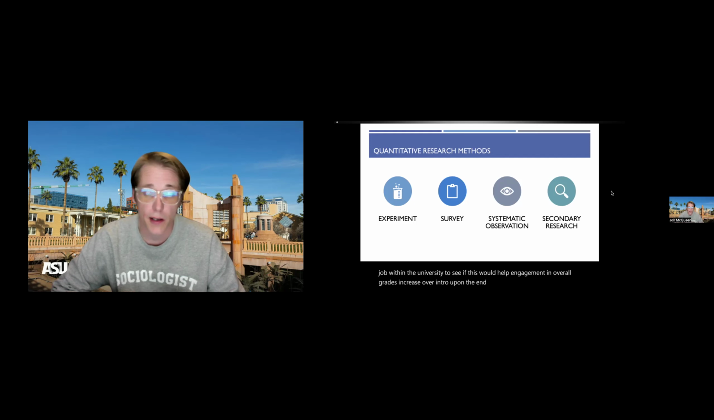Upon the end of the class, they evaluated with this student in there as an additional support, were there more A's? And what was the percentage compared to last semester, right? So this is used all the time.